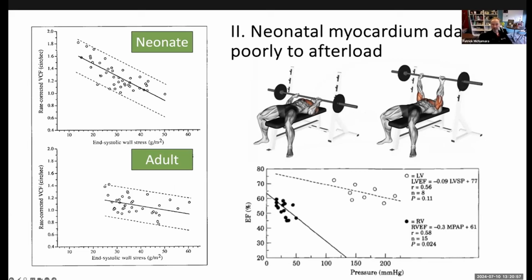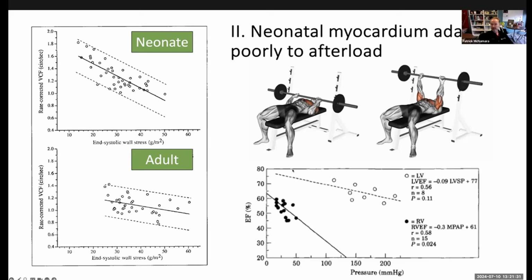If you look at the image on the left-hand side, which is a study comparing the neonatal relationship to the adult relationship, on the x-axis is afterload, surrogate. On the y-axis is a surrogate of myocardial contractility. You can see that the slope of the line for the neonate is much steeper, confirming that the neonate for the same delta or change in afterload will have a much steeper drop in contractility. So the neonate, because of its immaturity, does not tolerate afterload well.